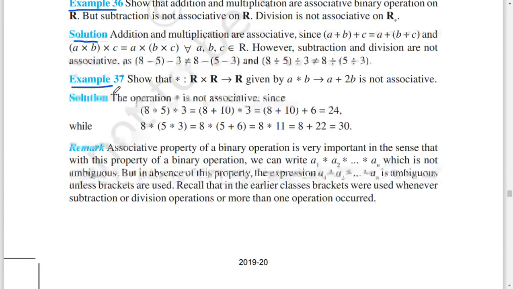Example 37. Show that * : R × R → R given by a * b = a + 2b is not associative. Solution: the operation * is not associative since (8 * 5) * 3 = (8 + 10) * 3 = 8 + 10 + 6 = 24, while 8 * (5 * 3) = 8 * (5 + 6) = 8 * 11 = 8 + 22 = 30.